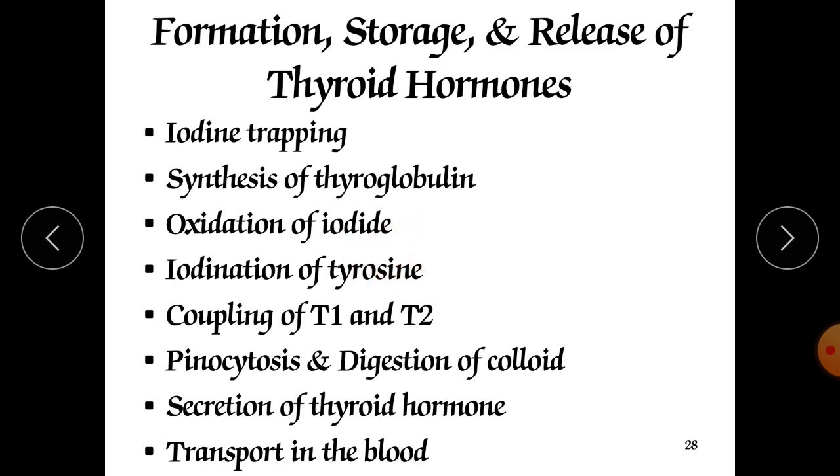Iodination of tyrosine: as iodine molecule I2 is formed, means 2 I minus ions, under the influence of oxygen, oxidation occurs and they will produce I2. Now this I2 reacts with the tyrosine that is part of the thyroglobulin molecule, and binding of one iodine atom yields monoiodotyrosine, which is called MIT.